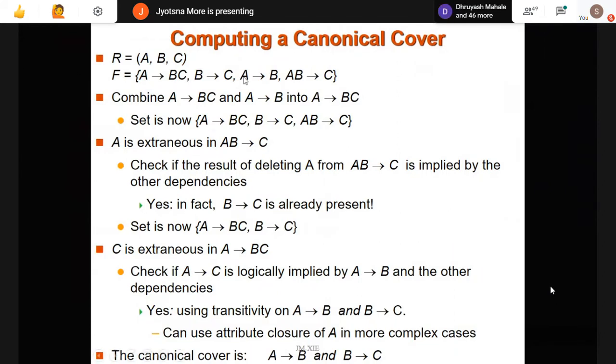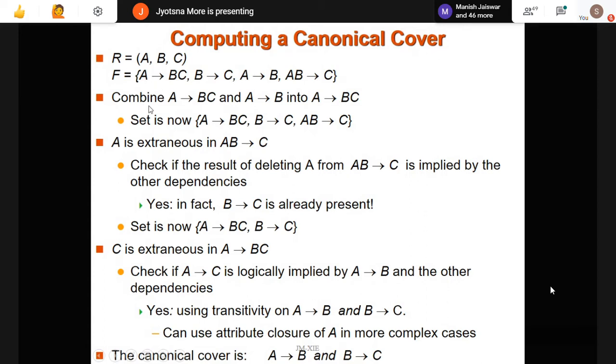In this case, I am having R as ABC. Using this attribute set, I am having functional dependencies such as AB determines BC, B determines C, A determines B, AB determines C. This is given. Now I have to check whether all these given functional dependencies are really required, whether any attribute is extraneous, and whether any functional dependency is redundant. That I have to check to find my final canonical cover, the minimal set of functional dependencies.